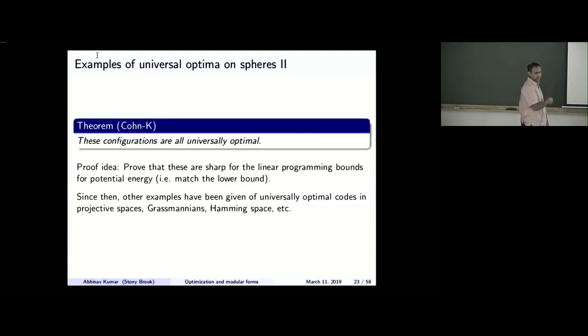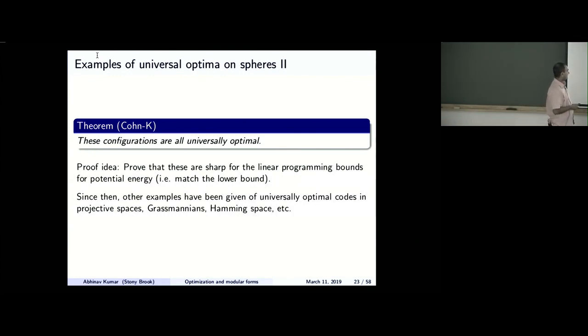So these configurations are all universally optimal, the ones that I listed. The idea of proving something like this is that linear programming bounds the potential energy, and they turn out to be all sharp for these configurations. They match their lower bound.